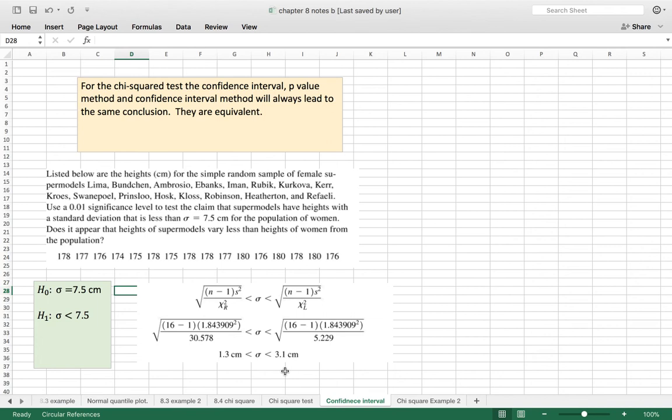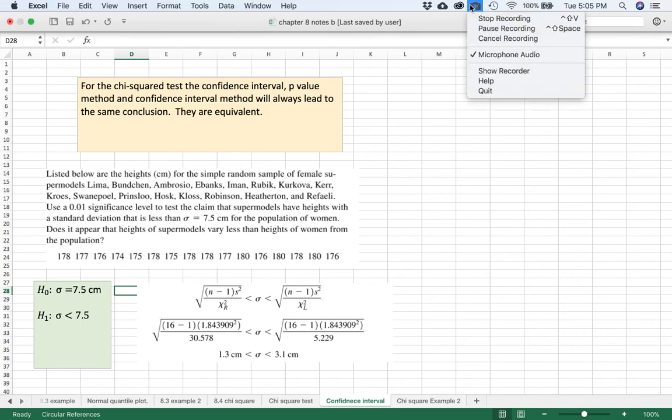So we are 99% confident that our standard deviation for supermodel heights is within 1.3 to 3.1 centimeters, which you can see that our null hypothesis of 7.5 is not in this interval. So that would support our conclusion of rejecting the null hypothesis.